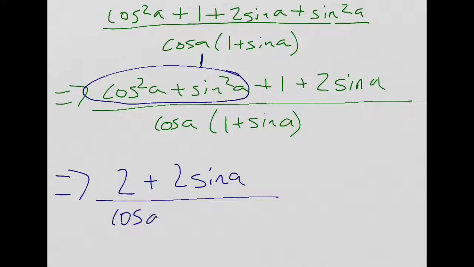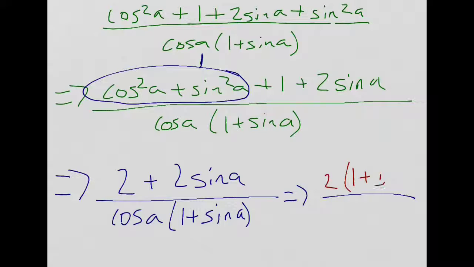over cosine A times. Is anybody confused on what I did there? Does anybody got any questions? Alright, so what could I factor out of this top? Could I factor something out of the top? I could factor 2 out. So if I factor a 2 out, what have I got left in that parentheses? 1 plus sine A.